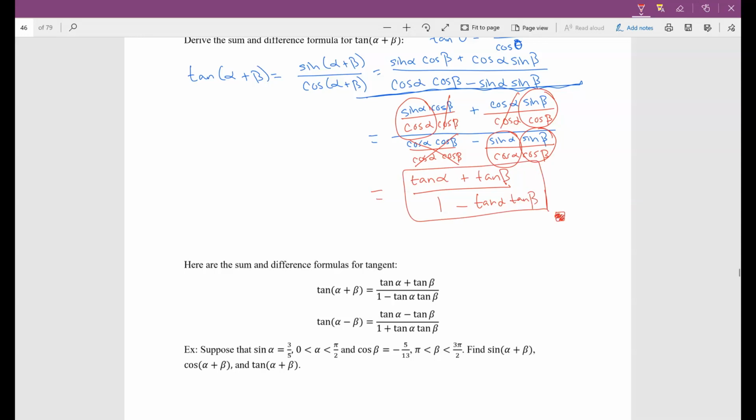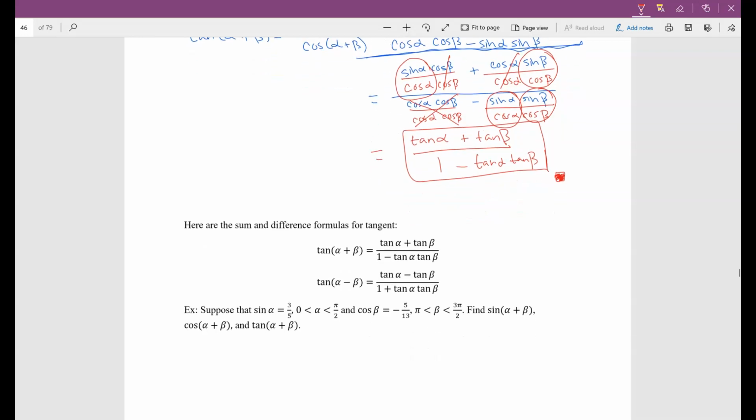It's something really, really subtle. It's not something that we just immediately come up with, but we just wanted to get rid of the cosines because then we will be able to get the tangents, and we don't want to be dealing with cotangents. So if you wanted to get the minus, you would do the same exact thing. Here are the sum and difference formulas for tangent. They're not really difficult to memorize.